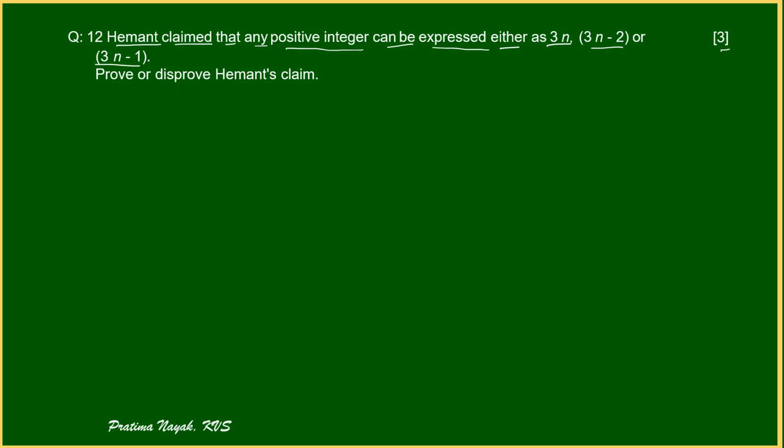So Hemant is a boy. He is saying that any integer can be written as 3 times n, or 3n minus 2, or 3n minus 1. For this we have to take the help of Euclid's division lemma.